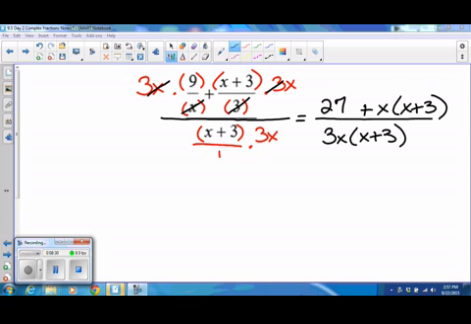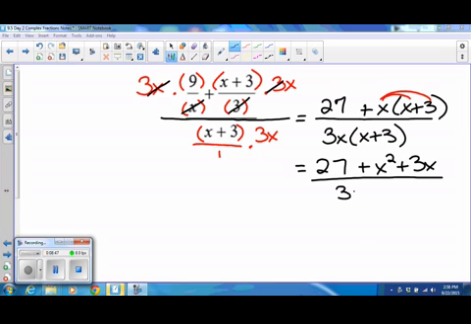Distribute the x. I have to distribute the x so that I can combine like terms. Okay? So I'm going to multiply both of those by x. So now I have 27 plus x squared plus 3x all over 3x times x plus 3.